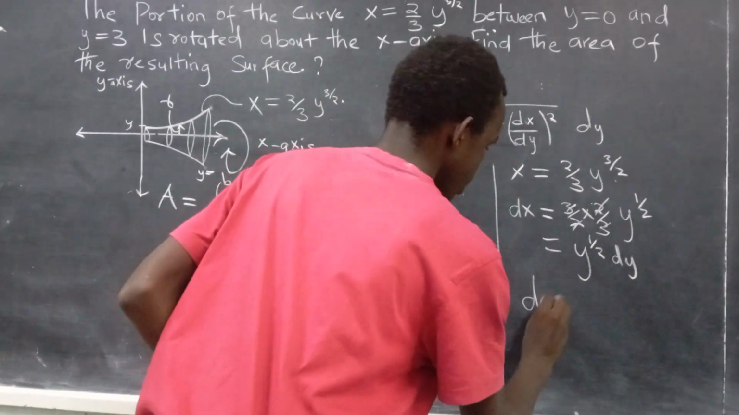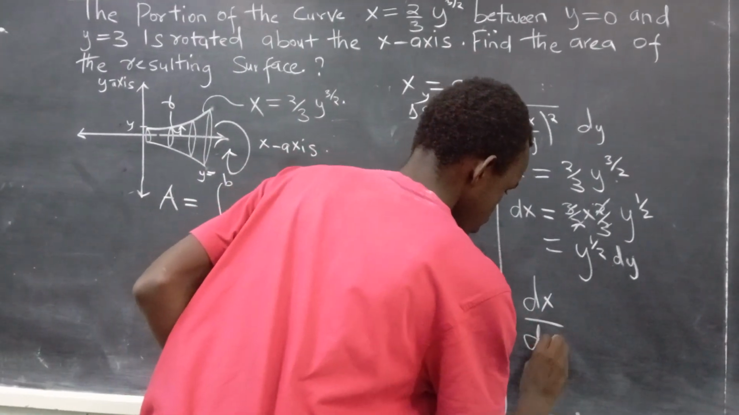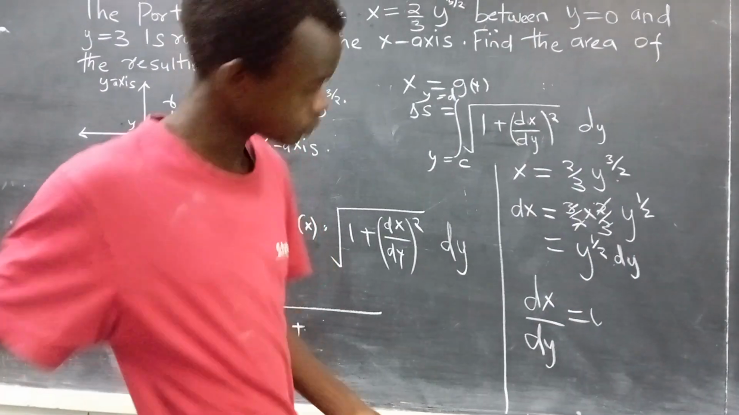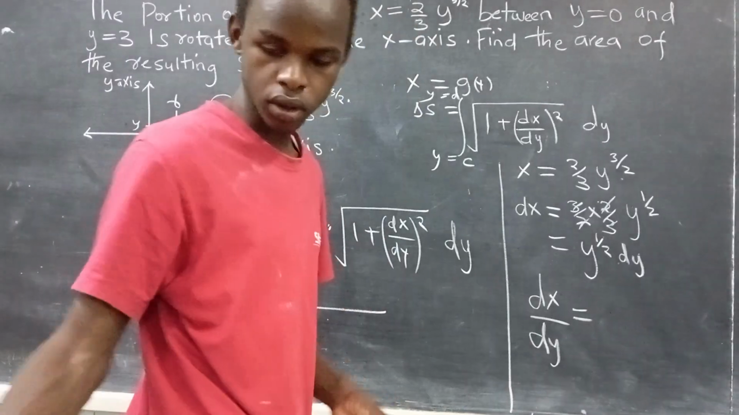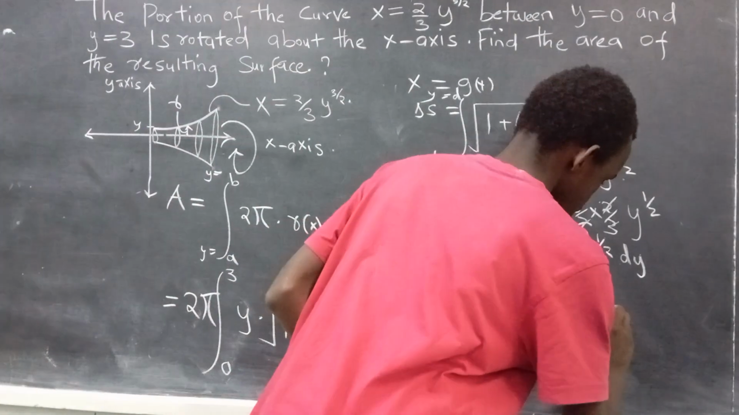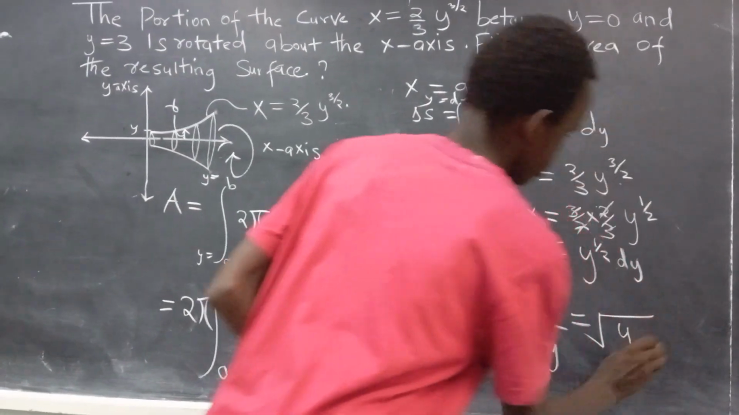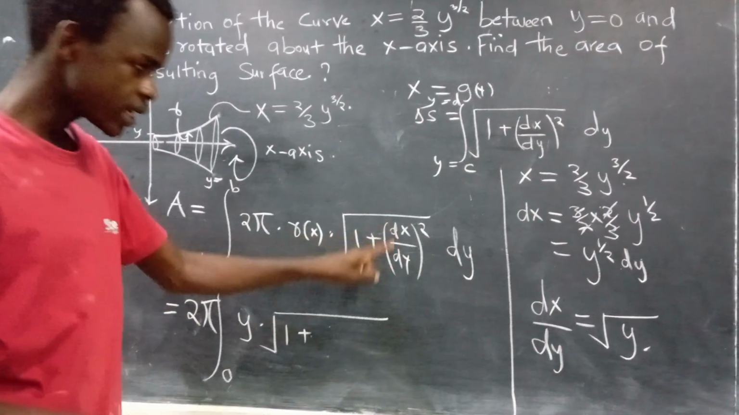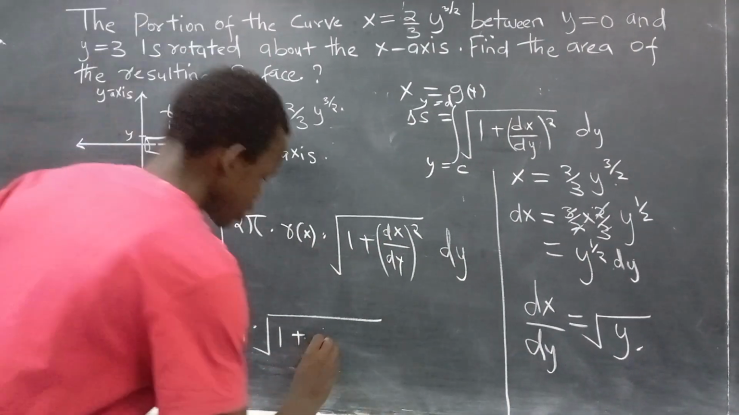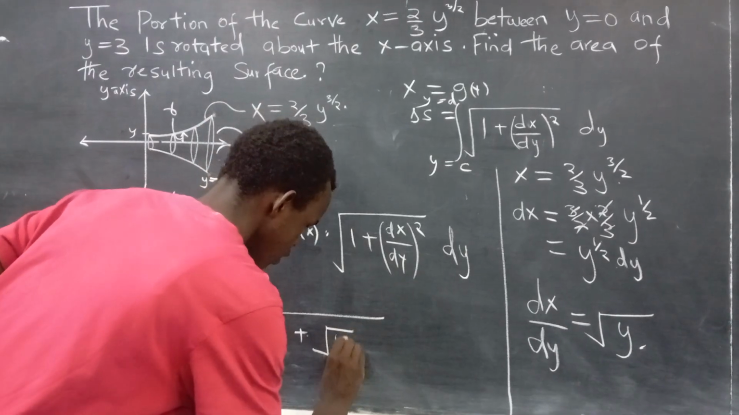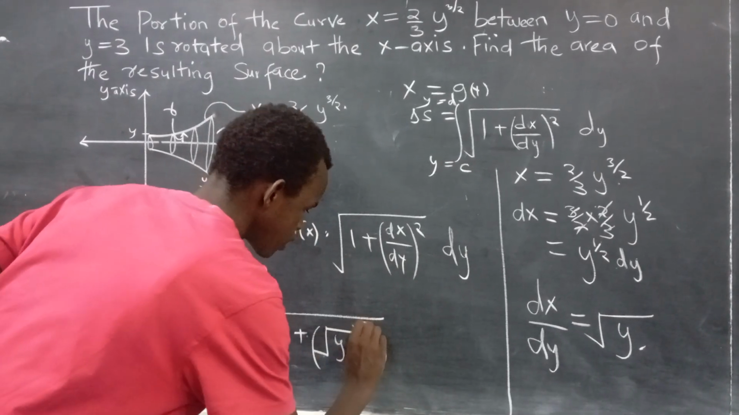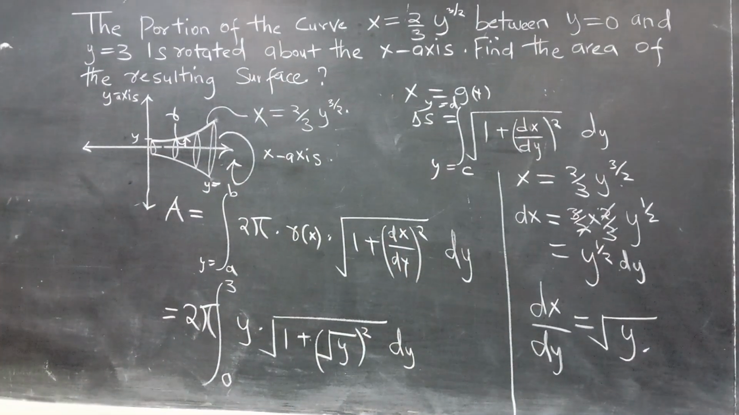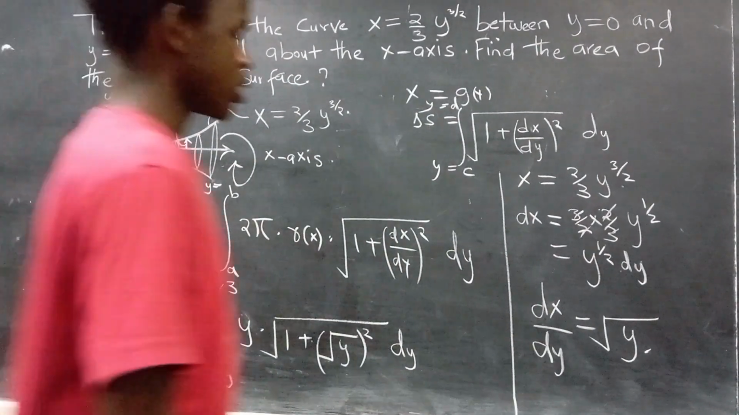So I'll get my dx/dy as the square root of y, alone. So that's my dx/dy, and I'll be replacing it with that. So I'll get the square root of y, squared, dy.